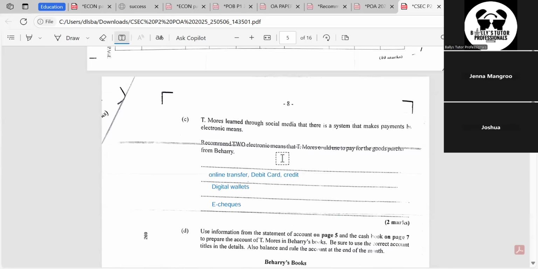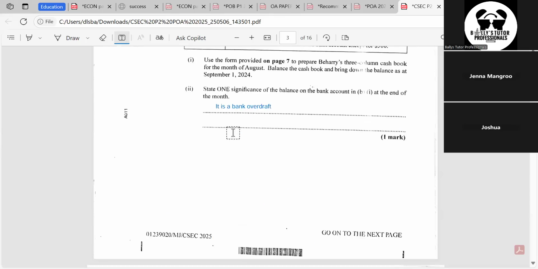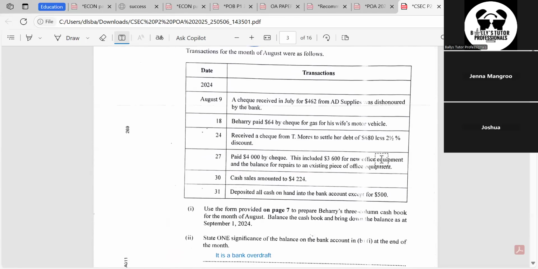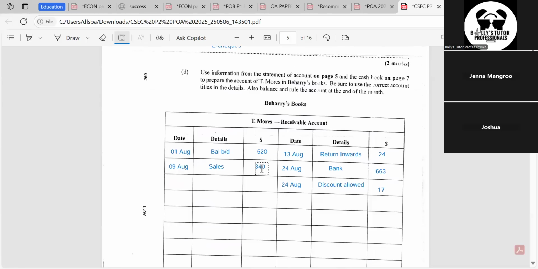And then we just check to see if there's anything else that we missed out for him. There's nothing here. And that was the last thing in the statement of account. So we're going to do our balance carried down and brought down. And the balance should be this 156, right? So let's see. We add up the bigger side, the debit side, and minus the credit side from it. So 520 plus 340, 860, right, minus 24, minus 663, minus 17, and we get the same 156.